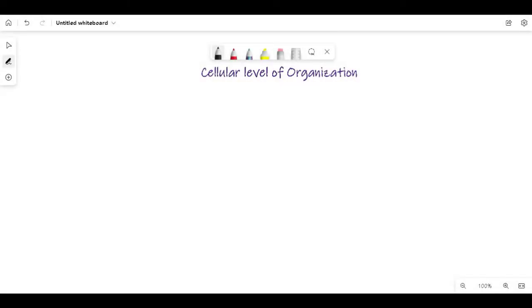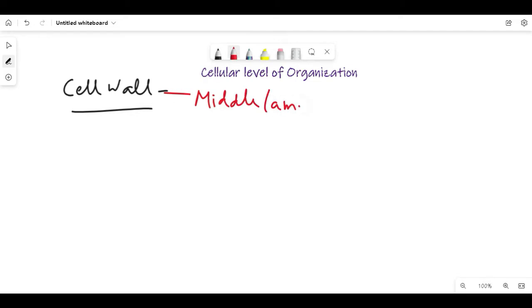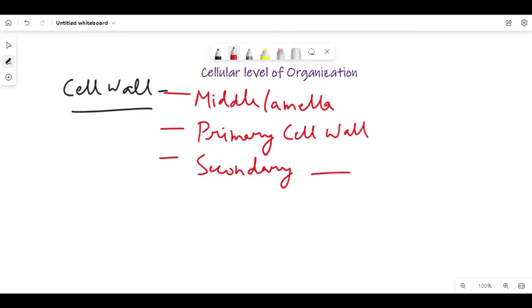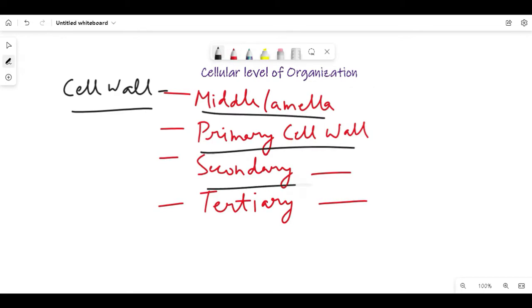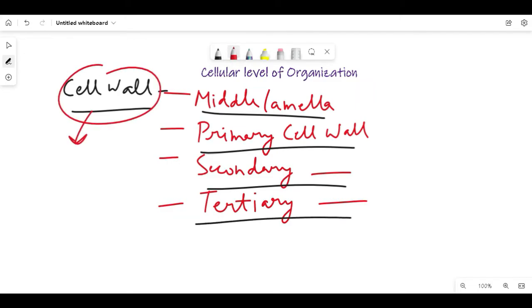Now we will study about the cell wall. Cell wall has a number of various layers like middle lamella, primary cell wall, secondary cell wall, and tertiary cell wall. So one by one we will study about the middle lamella, primary cell wall, secondary cell wall, tertiary cell wall, and also we will study about the function of cell wall.